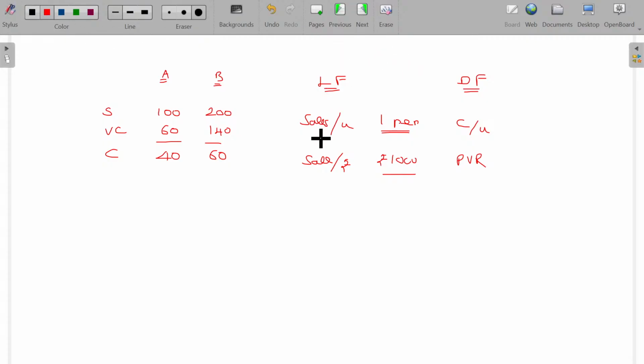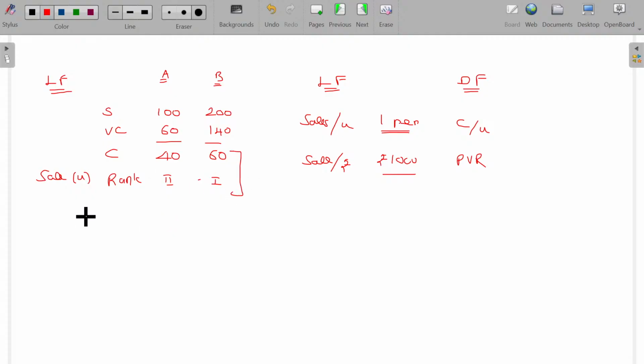It limits your decision. As the limiting factor is the number of units to be sold, for every unit you need to get more contribution. So contribution per unit is the deciding factor. So you rank based on the contribution per unit, first rank and second rank, when sales in units is the limiting factor.